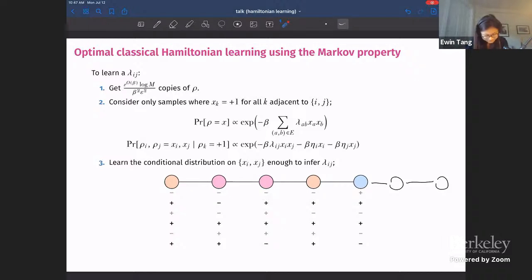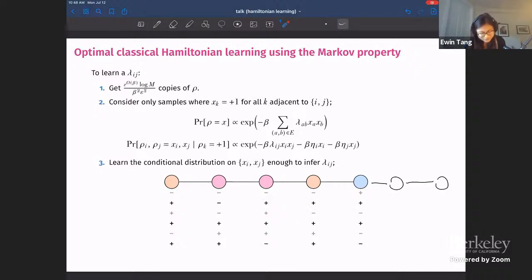Right. And the reason that we only need log m copies here is that we can reuse samples. We can perform the same algorithm to learn all of the lambdas with the same samples, and then we can just take a union bound to make sure that the probability that any of them are wrong is small.